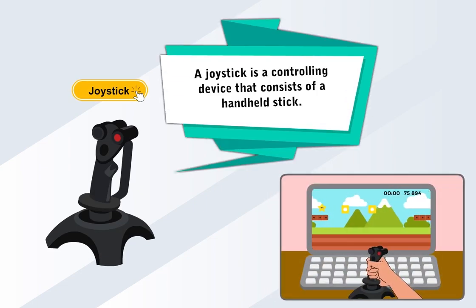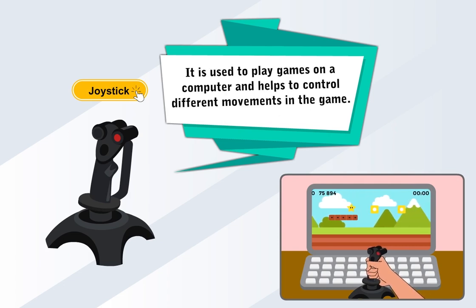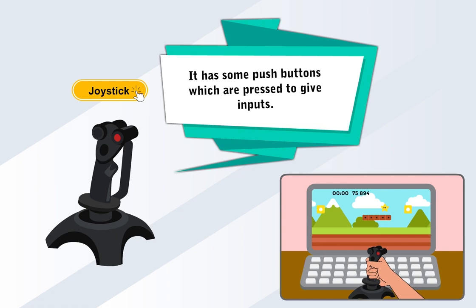Joystick. A joystick is a controlling device that consists of a handheld stick. It is used to play games on a computer and helps to control different movements in the game. It has some push buttons which are pressed to give inputs.